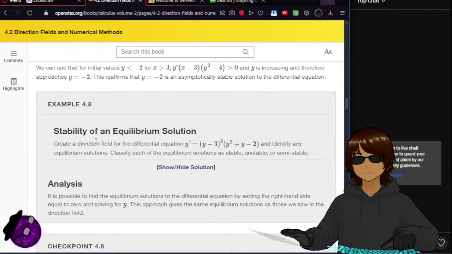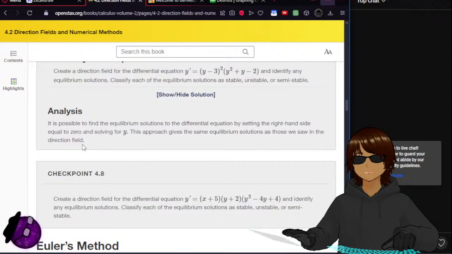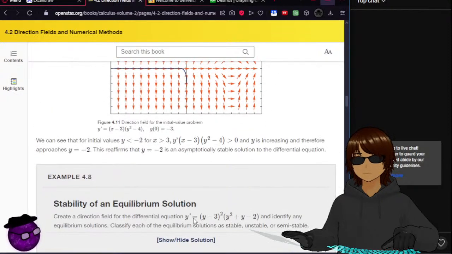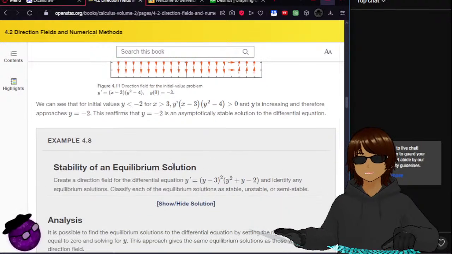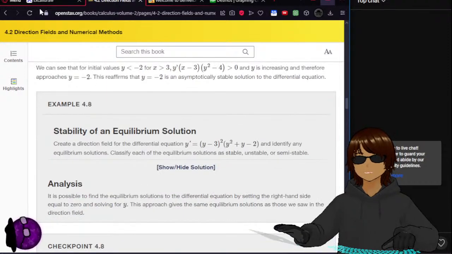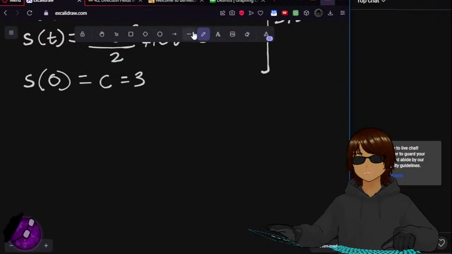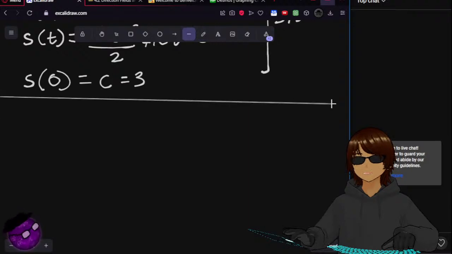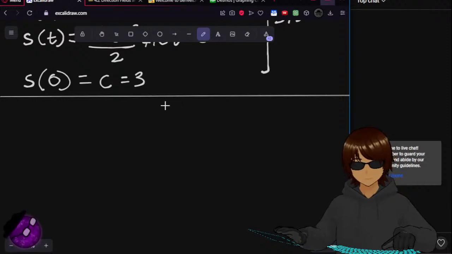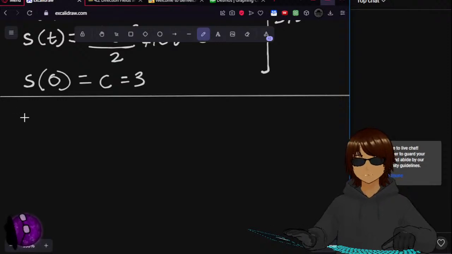Create a direction field. How do I create a direction field? Okay, anyways, and identify any equilibrium solution. Equilibrium solution is where the derivative is 0, right? The difficulty suddenly increased by a large margin.